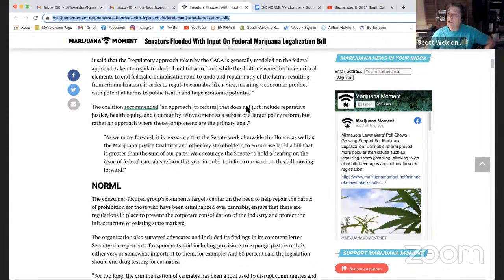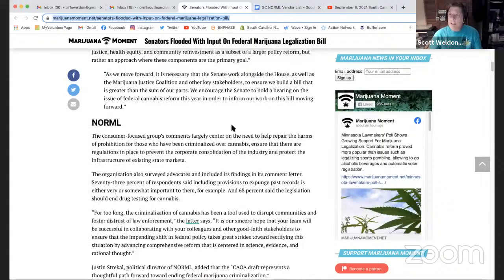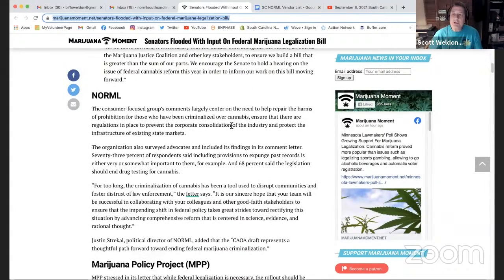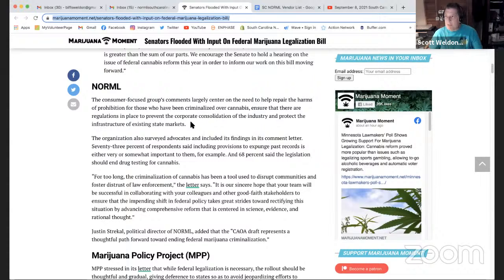And I think more importantly, this section up here: they believe an approach to reform that doesn't include reparative justice, health equity, and community reinvestment is subject to larger policy reform, but rather an approach where its components are the primary goal. So, Justin Streckel, our director out at National Normal, I know he drafted a response. I don't know how much of this is part of his response in here.